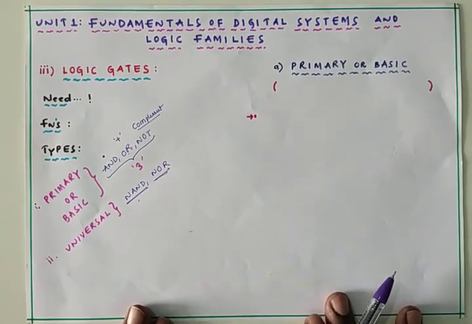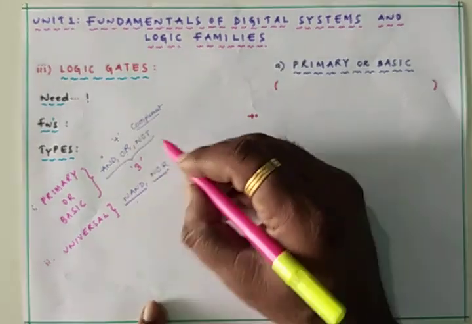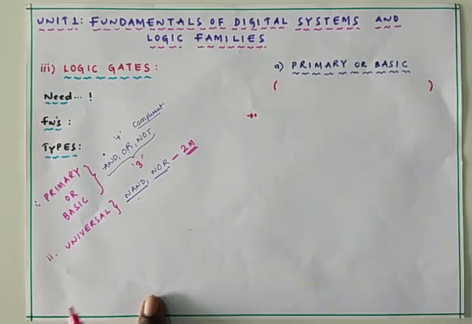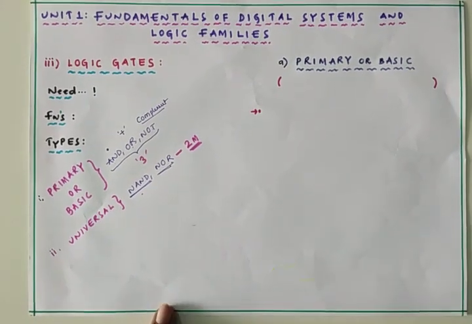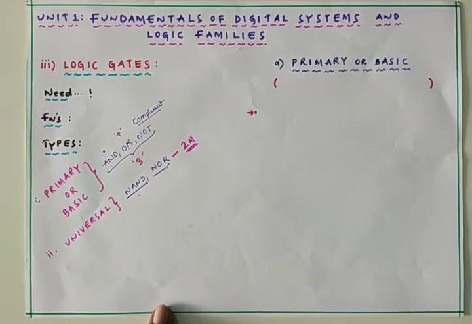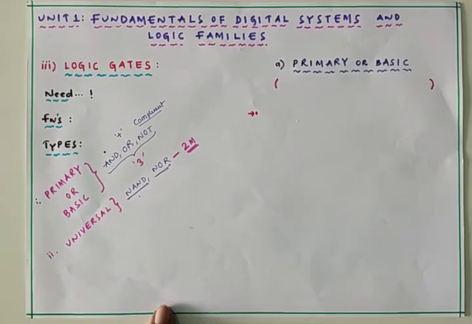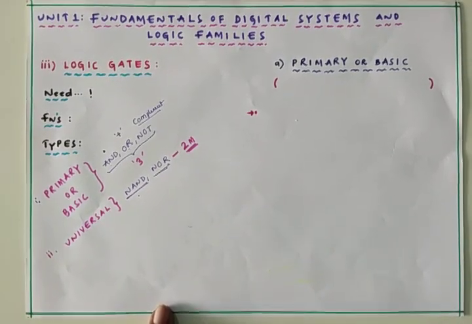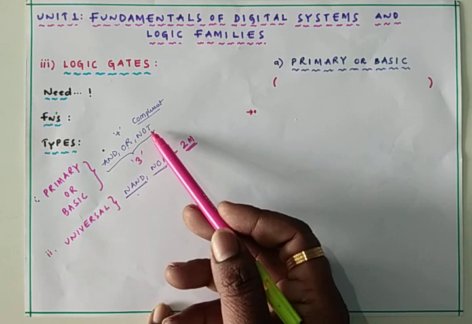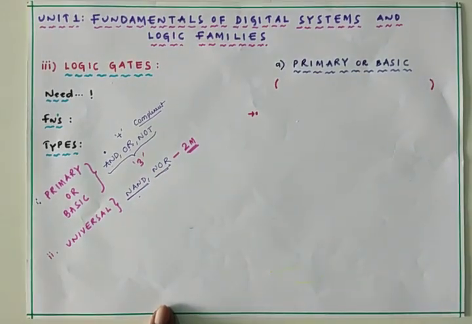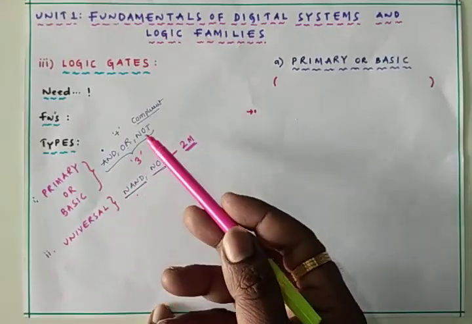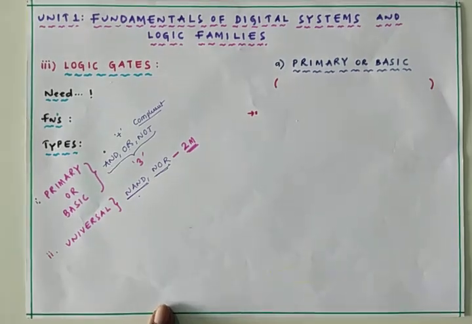Why can we call them universal gates? That is a very important question that can be asked in the exam for 2 or 3 marks. NAND and NOR gates are called universal gates because by using the NAND gate and NOR gate we can realize any other logic gate. If you have a couple of NAND gates, then you can realize the AND gate, the OR gate, the NOT gate, and the NOR gate also. If you have a couple of NOR gates, then you can realize the NAND gate, NOT, OR, and the AND gate.